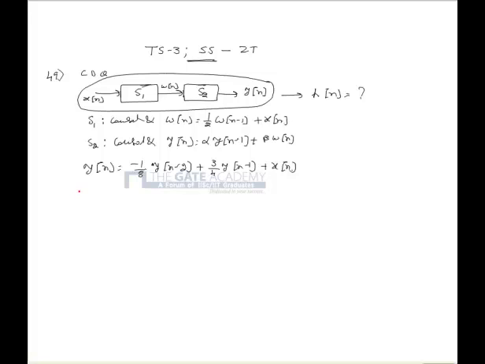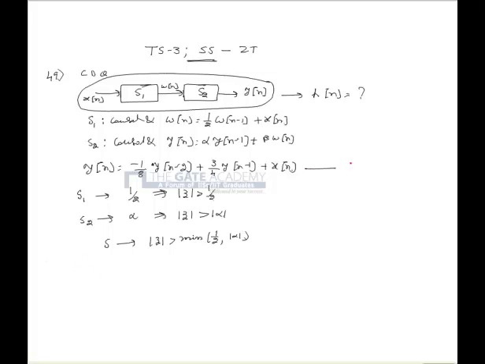We can see that as the system S1 is causal and it has a pole at 1 by 2, the ROC of the system is modulus z greater than half. Similarly, for the system S2, there is a pole at alpha, so the ROC of the system S2 is mod z greater than mod alpha. So for the cascaded system S, the ROC is mod z greater than min of half comma mod alpha.